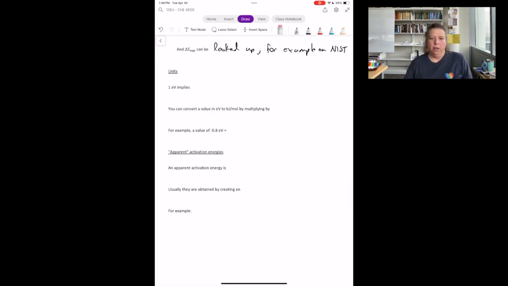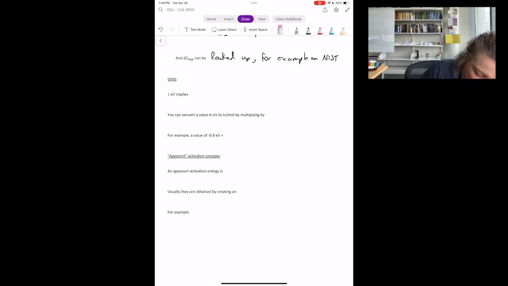Another thing, though, that we should talk about are units. So many manuscripts are going to give energy units in terms of EV, electron volts. When they do this, 1 EV implies 1 EV per molecule. So an EV is a molecular unit. It's a molecular energy.